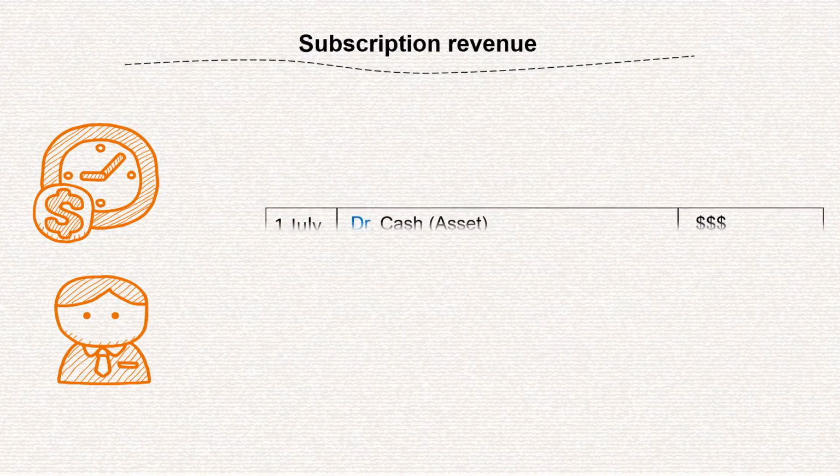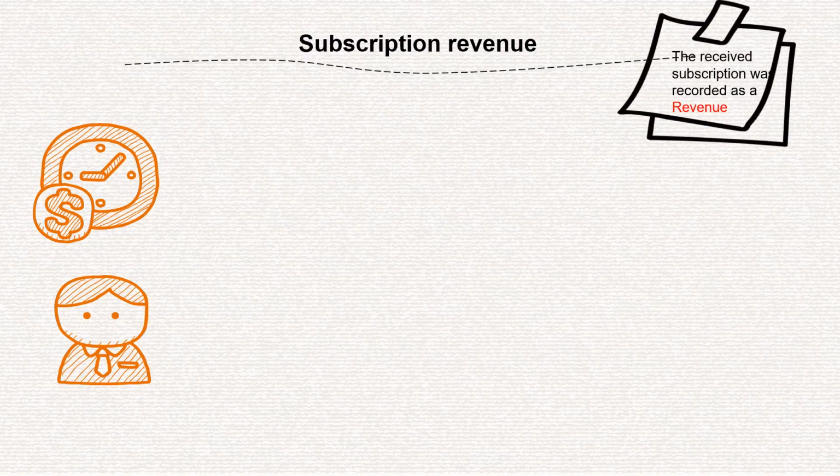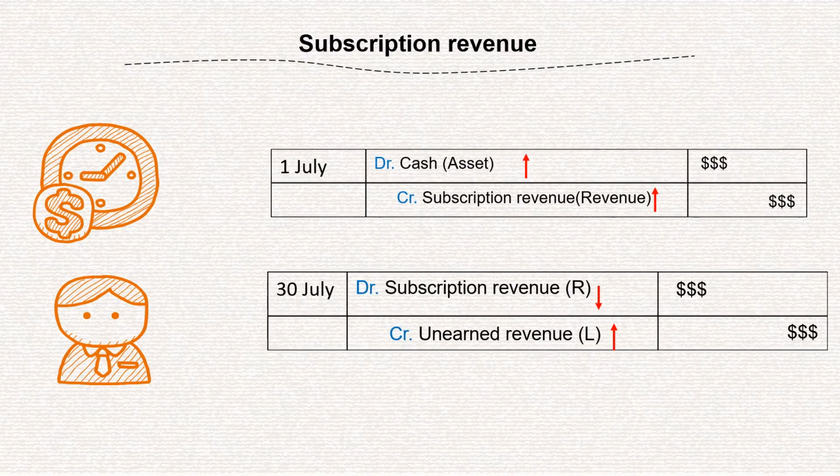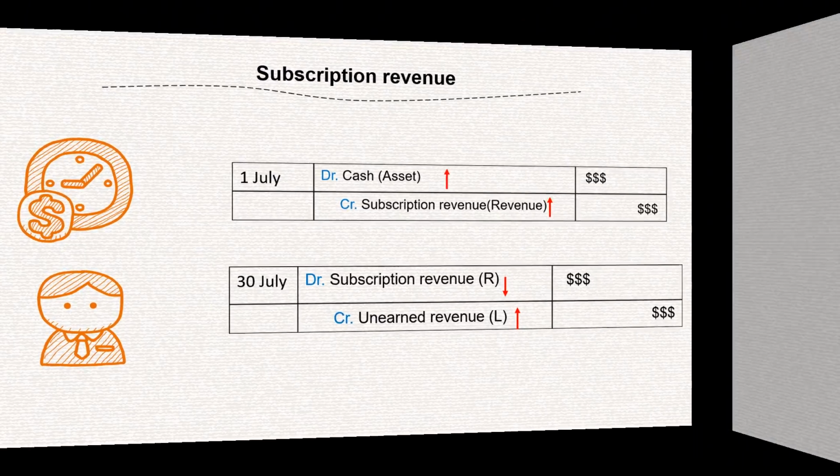However, in the second way, the credit was made to the revenue account in the general journal. And in the adjusting entries, the revenue account will be decreased, but the liability account will be increased.